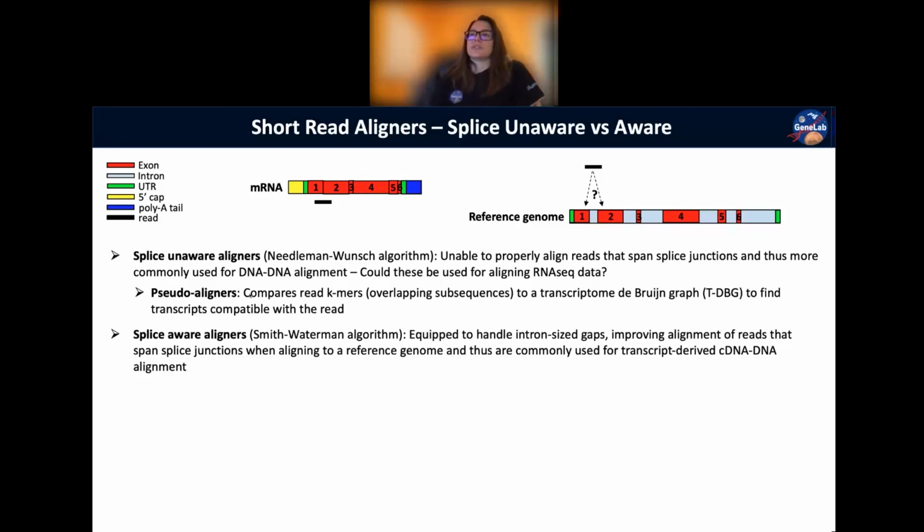So for these reasons, if you really want to fine tune to get more accurate with your alignment, you'd want to use a splice aware aligner, which uses the Smith-Waterman algorithm. So again, local with respect to both the read and the reference. And those are going to be equipped to handle intron size gaps, which will improve alignment of reads that span those splice junctions when you align back to a reference genome. And so those are the ones that are usually used for transcript-derived cDNA, DNA alignment, which is what we're doing here.